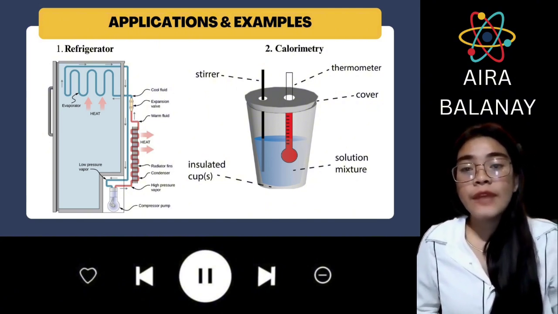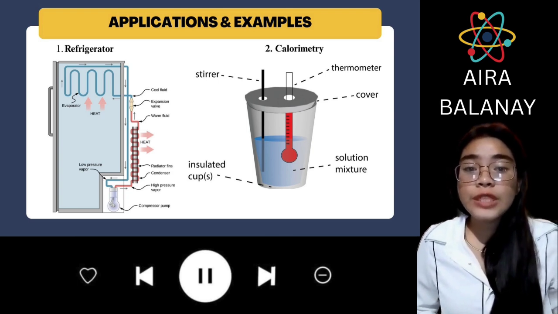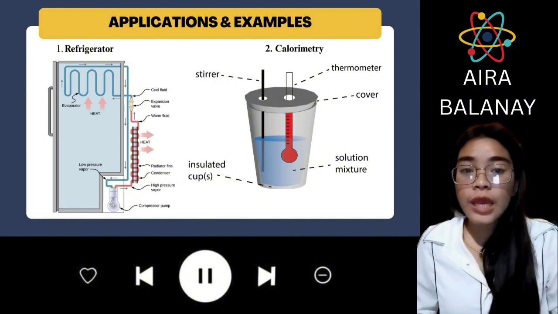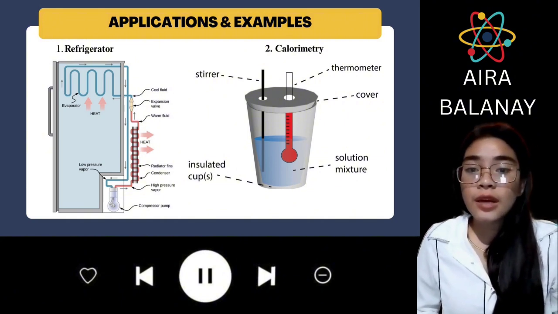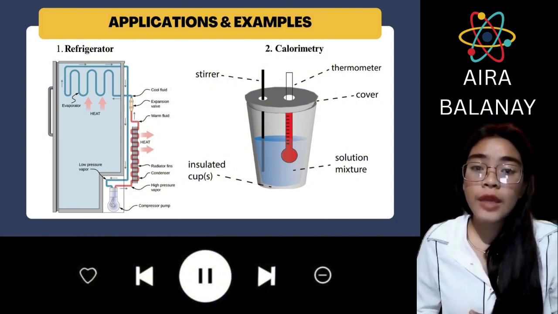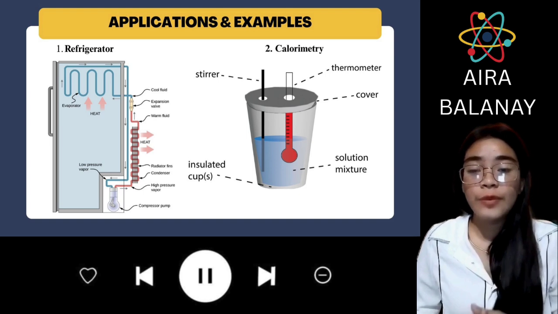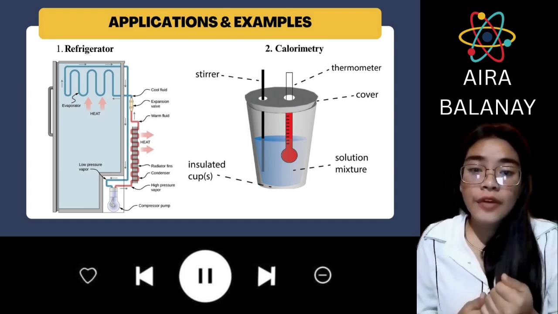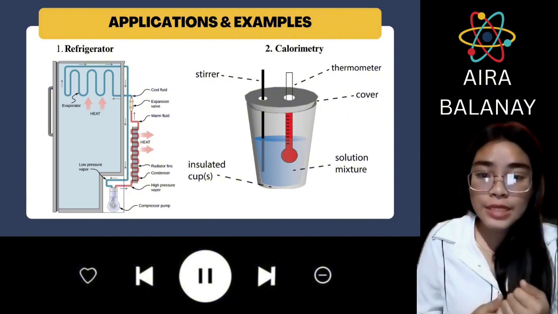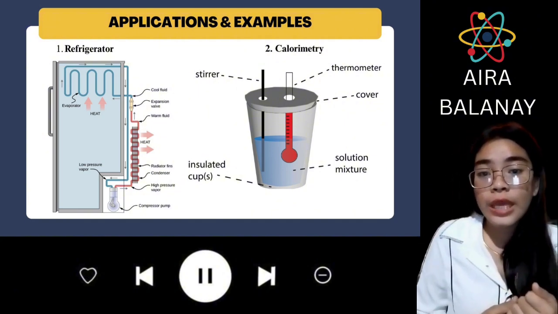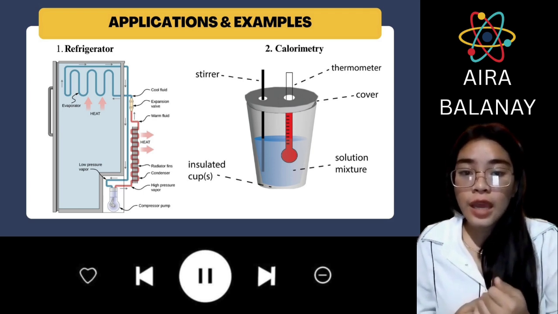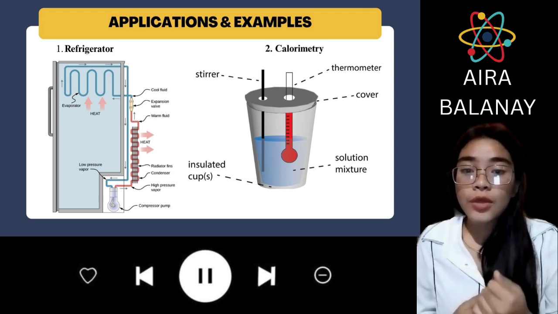First is the evaporator. The evaporator is located inside the fridge. It absorbs heat from the food and the air inside, causing the refrigerant to evaporate into a low pressure vapor. The second one is the expansion valve. The refrigerant passes through the expansion valve, where it expands and its pressure drops significantly, which causes it to become a cool fluid ready to absorb heat again.